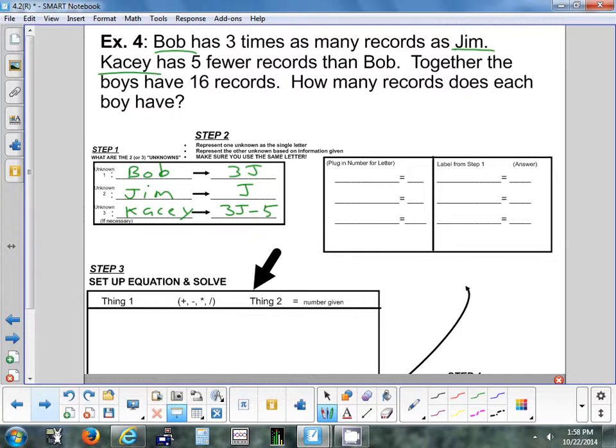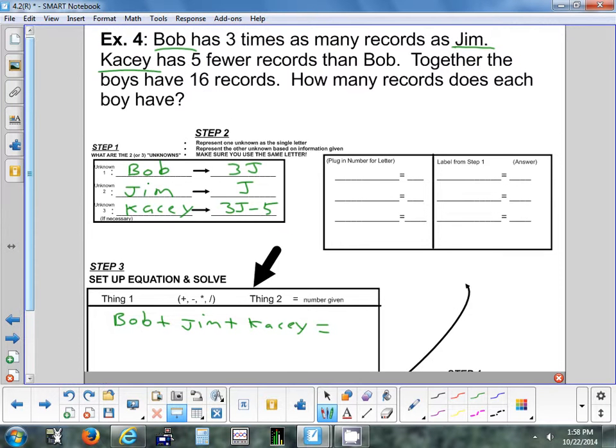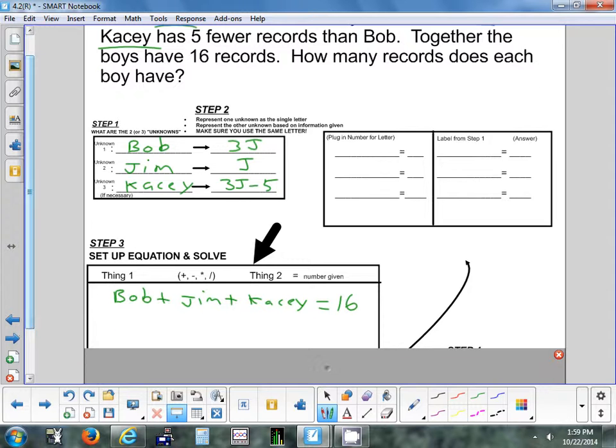So basically what you're going to do is take how many Bob has, take how many Jim has, take how many Casey has, and we already know how many they have all together. How many do they have all together? 16. Together the boys have 16. It says it right there. How do you know Casey's a boy? Oh, wait. Okay. You said that. Yep, we know to add because we're taking a total.